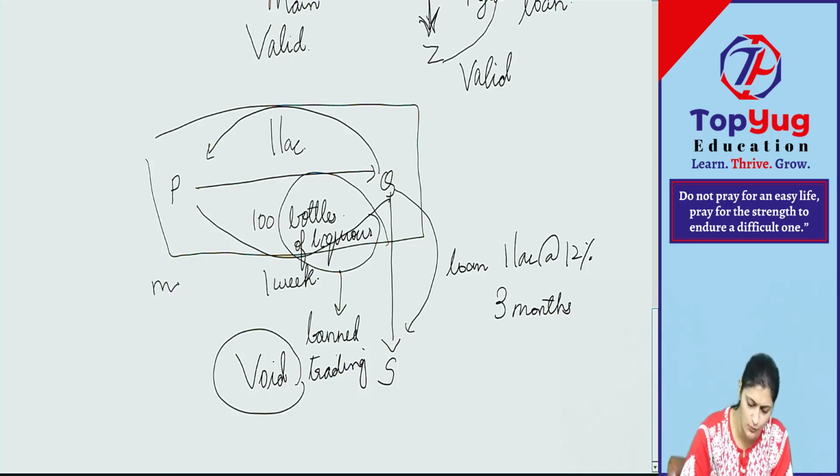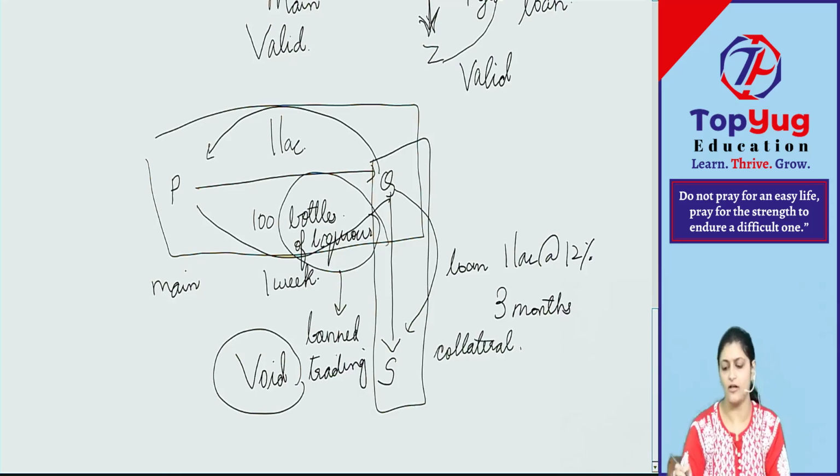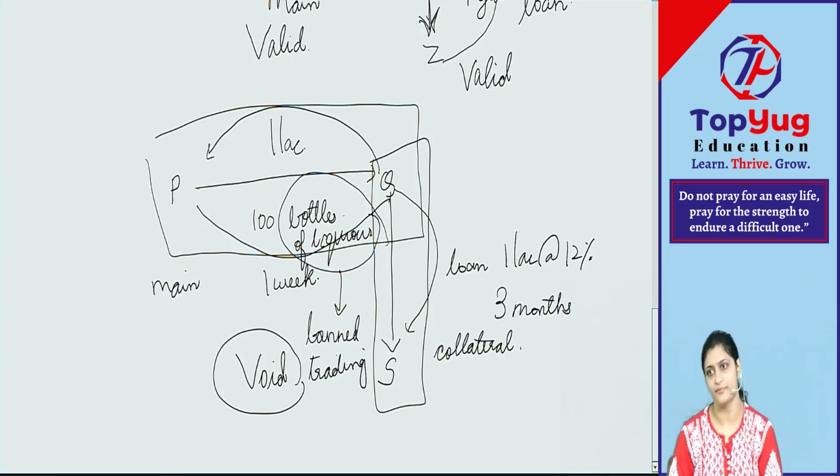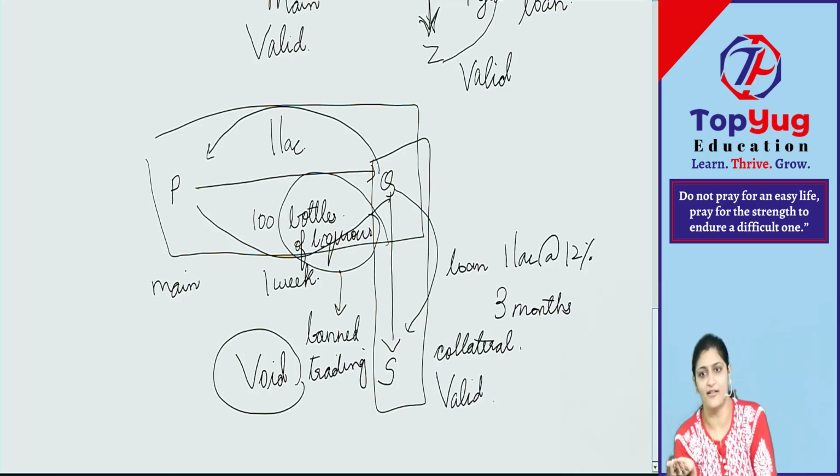So now you tell me, the contract between P and Q is what contract? Main contract, which is void. Contract between Q and S is what contract? Collateral contract. Now you tell me, will this collateral contract be valid or void? Very good. It should be valid. Why? Because why should S suffer?